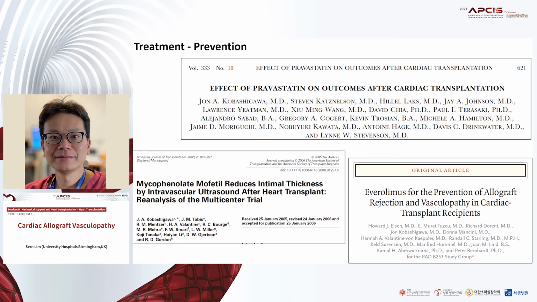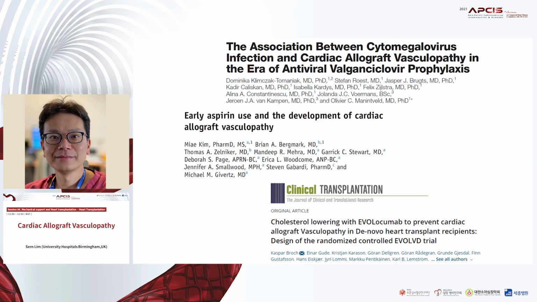CMV historically has been a risk factor for vasculopathy, but in the current era of fairly routine valganciclovir prophylaxis, this relationship between CMV status and vasculopathy appears to have diminished, except perhaps for patients who suffer from breakthrough CMV infection. There is some early intriguing data to suggest that aspirin use may attenuate the development of allograft vasculopathy, but this will need to be confirmed. And then there are also ongoing studies on more aggressive lipid-lowering therapy in potentially delaying the development of vasculopathy. Not all these studies have been positive.